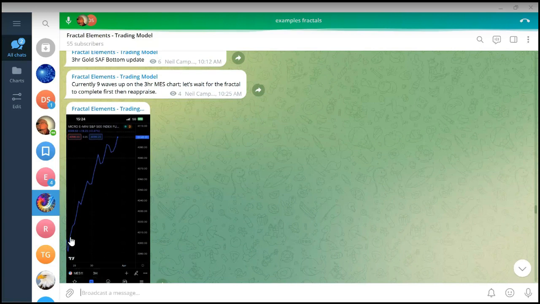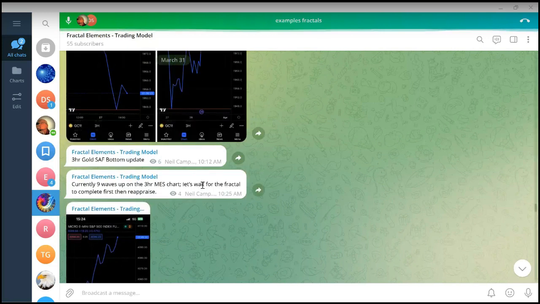Here we have 1, 2, 3, 4, 5, 6, 7. Ideally, that should be the top. But you have to wait for a good confirmation. And what happened here, it went up 9. So you have to wait for a confirmation on these turning points. That's the 3-hour time frame.